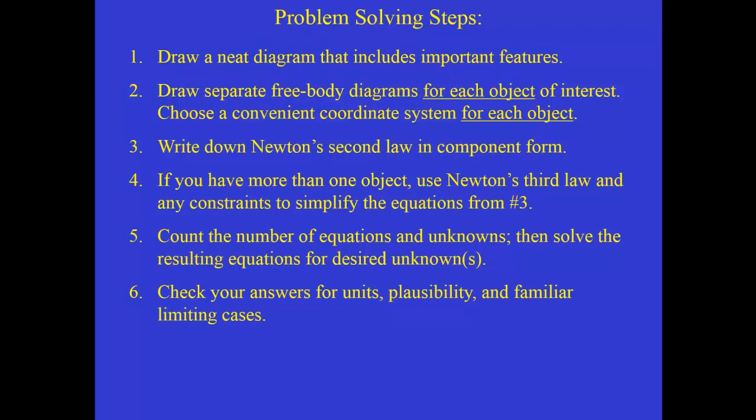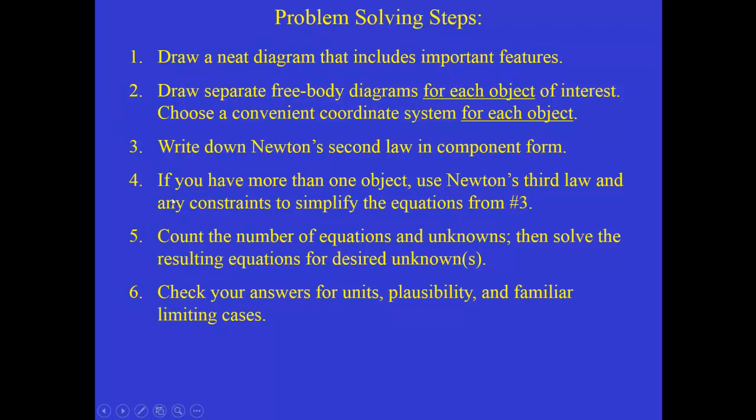And we can use different coordinate systems for different objects if we have a system that involves more than one object. Third, we'll write down Newton's second law for each object in component form, which means for each object there may be forces acting along both the y and the x directions, and we will have components for Newton's second law in each direction. Fourth, if we have more than one object, then we may very well have forces that appear in the 2 different free body diagrams that are related through Newton's third law. So we'll take advantage of that to provide additional information about the magnitudes of the forces.